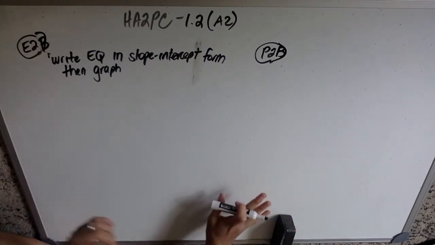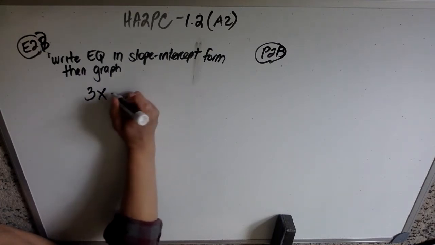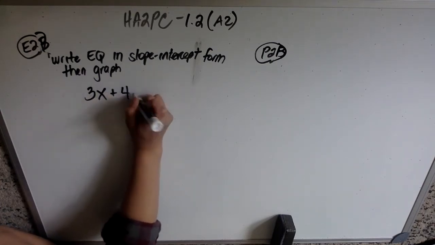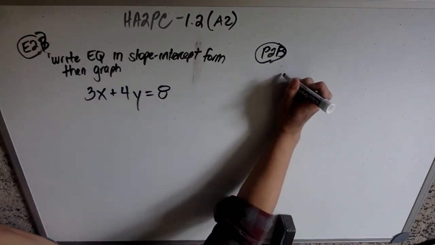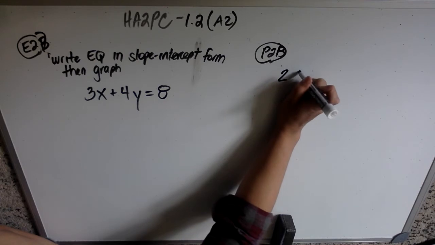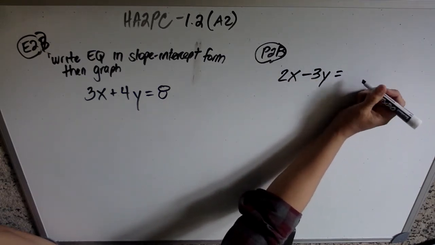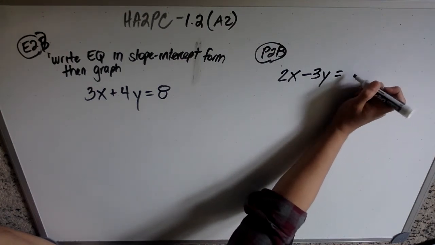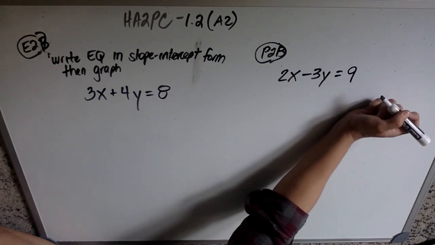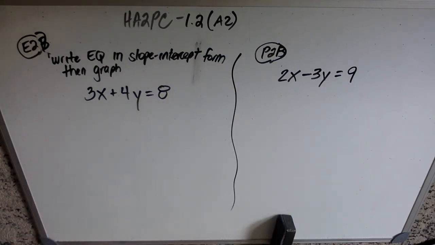So same exact skill set, except we're going to do something akin to, let's do 3x plus 4y equals 8, and let's do 2x minus 3y equals, I don't know, let's say 9. Great. Okay, cool. So let's go ahead and walk through these. We're going to do the same thing. We're going to write this in slope-intercept form, and then we're going to graph it.